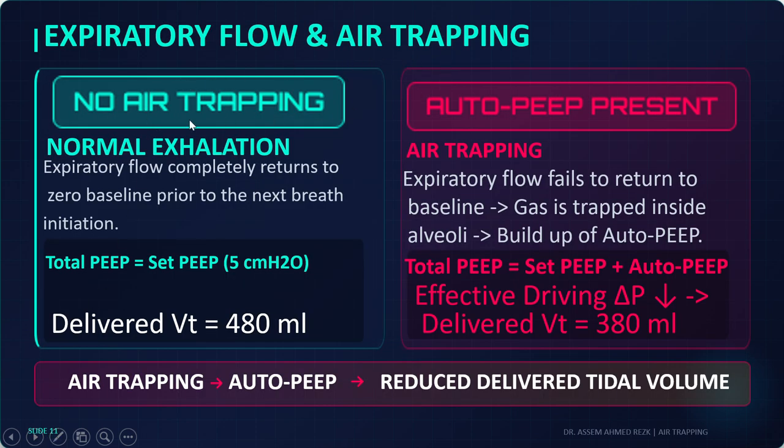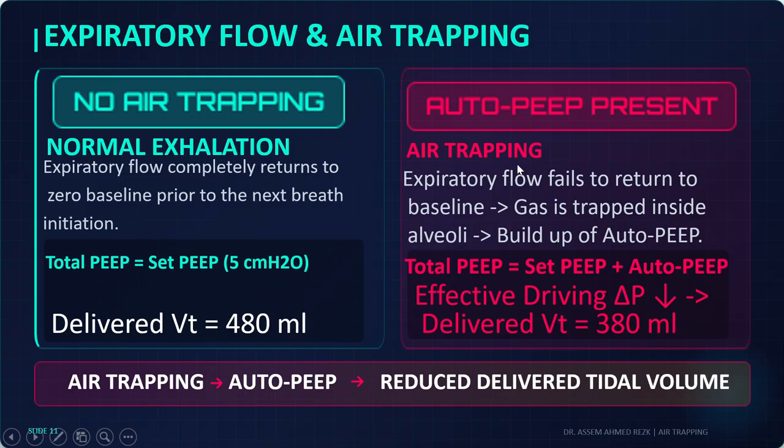Expiratory flow and air trapping. No air trapping means normal exhalation: expiratory flow completely returns to the zero baseline prior to the next breath initiation. The total PEEP equals the set PEEP if you perform an expiratory pause. If you find total PEEP equals the set PEEP and the delivered tidal volume is 480, there is no auto-PEEP.